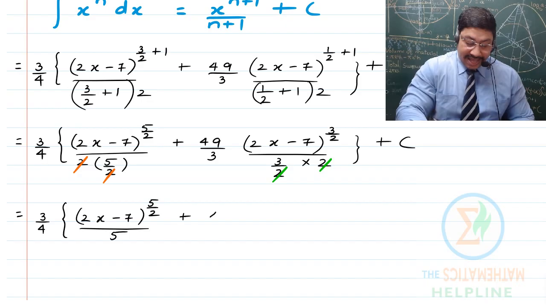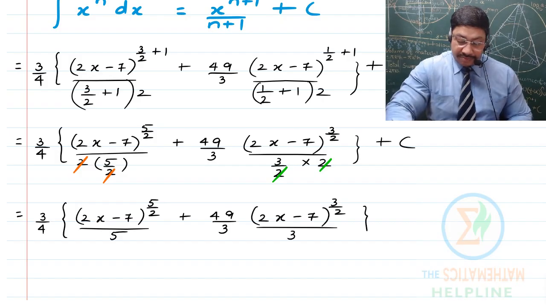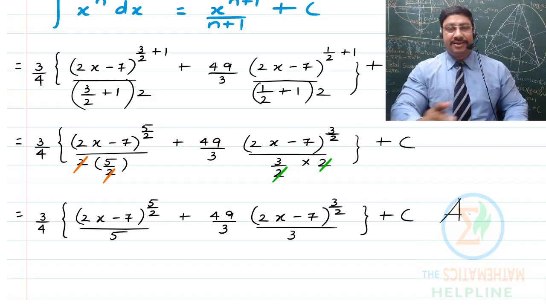To that is added 49 upon 3, which is now multiplied with (2x minus 7) whole raised to the power 3 upon 2, whole divided by 3. Closing the brace bracket and adding c, that, children, will become our final answer, right?